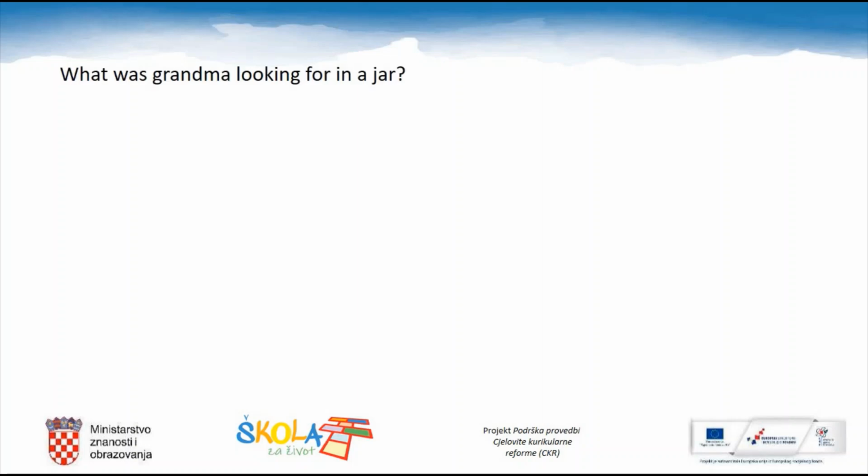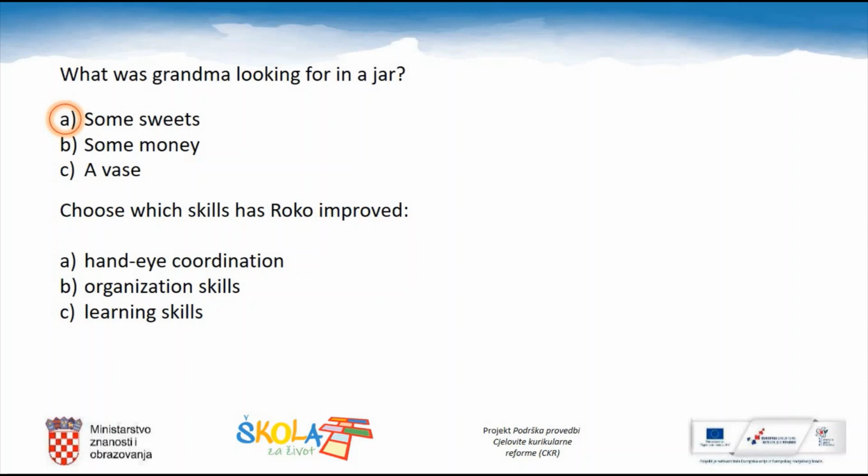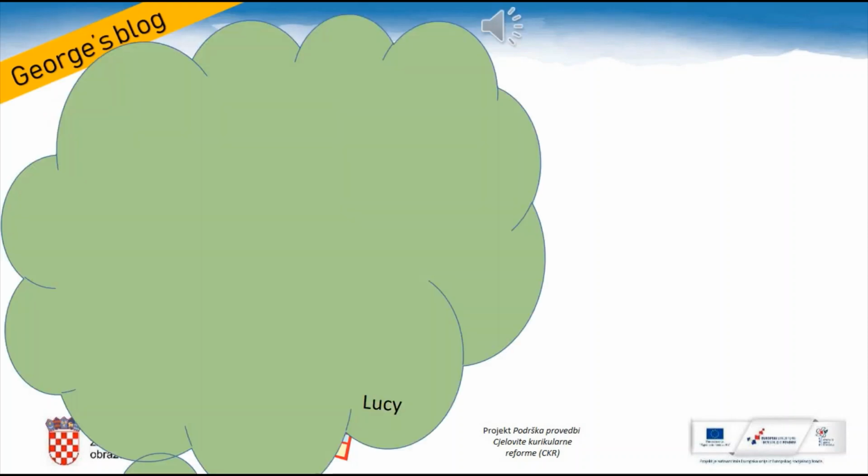So, what was Grandma looking for in a jar? Some sweets, some money, or a vase? That's correct, some sweets. Choose. Which skills has Rocco improved? Hand-eye coordination, organization skills, or learning skills? Right. A and B. Let's take a look at another example.